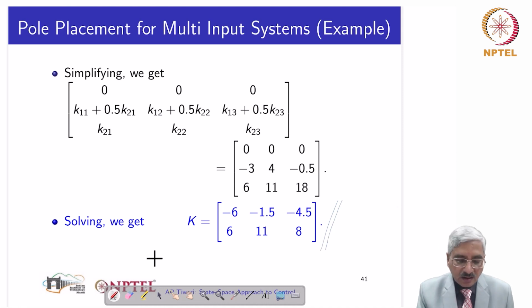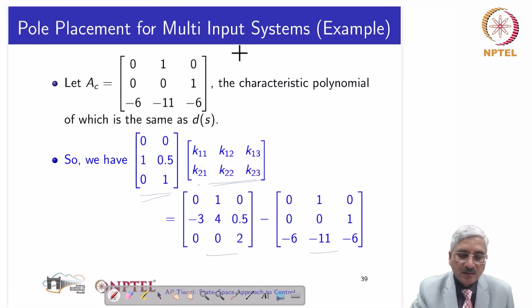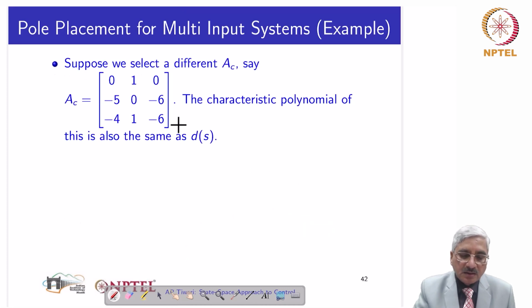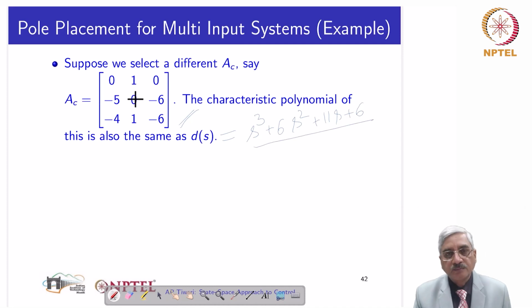And with this K, A minus BK equal to AC, we will obtain that AC which was shown just a while back, and it will have the desired characteristic equation with this K. We can select a different AC, which is done here. This is a different AC, however its characteristic equation is also the same, s cube plus 6s square plus 11s plus 6. This matrix also has the same characteristic equation.